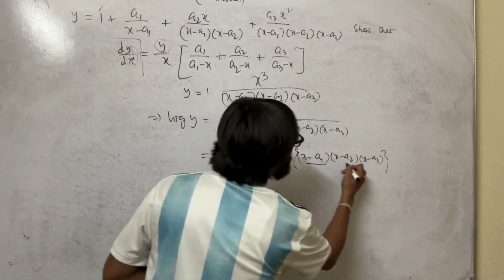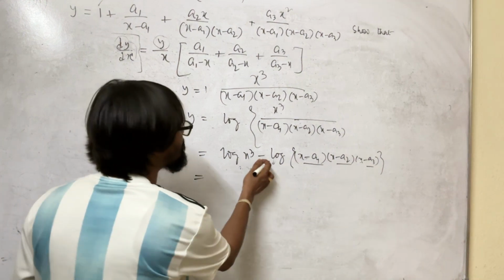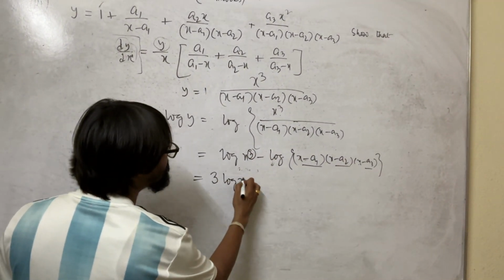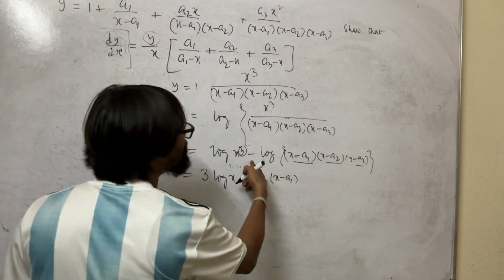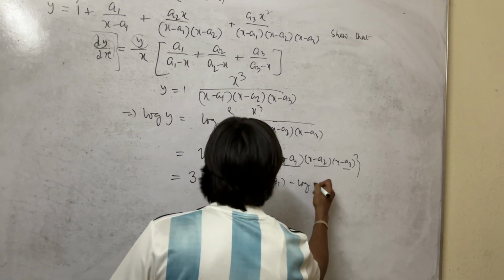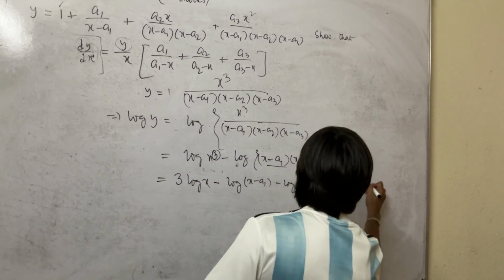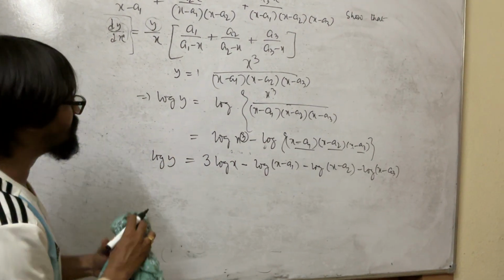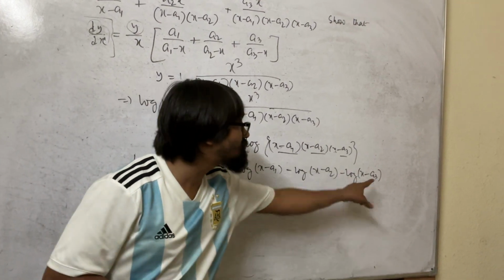Now this is again a product. So log of product ABC is log A plus log B plus log C, but there was the minus outside. And this is log x cubed, so 3 comes out. So this becomes 3 log x minus log of (x minus a1). Due to this minus, all the additions will be converted to negative. So log (x minus a2) and minus log (x minus a3). So we have come to this expression. So log y equals this: 3 log x minus log (x minus a1) minus log (x minus a2) minus log (x minus a3).